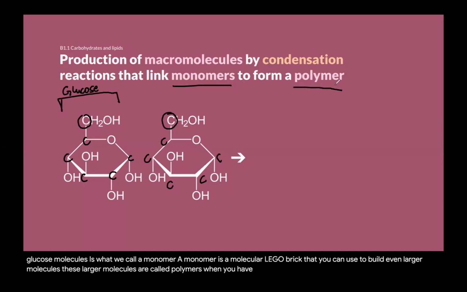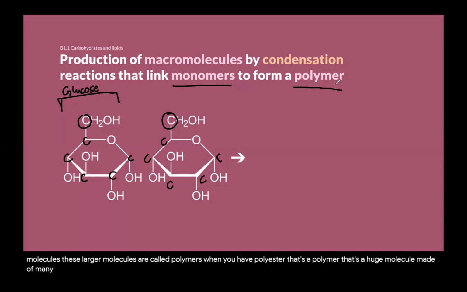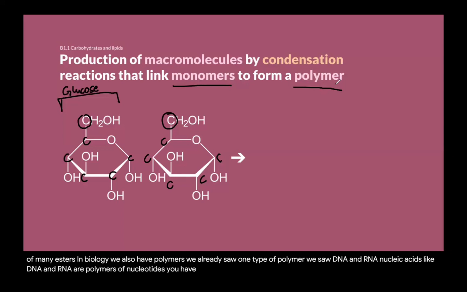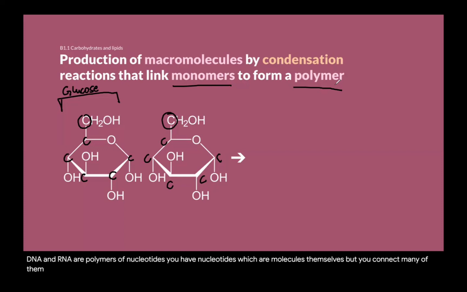When you have polyester, that's a polymer. That's a huge molecule made of many esters. And in biology, we also have polymers. We already saw one type of polymer. We saw DNA and RNA. Nucleic acids, like DNA and RNA, are polymers of nucleotides. You have nucleotides, which are molecules themselves, but you connect many of them and you can have an RNA molecule, which is a different molecule made of smaller molecules. RNA is a polymer and the nucleotides are monomers.